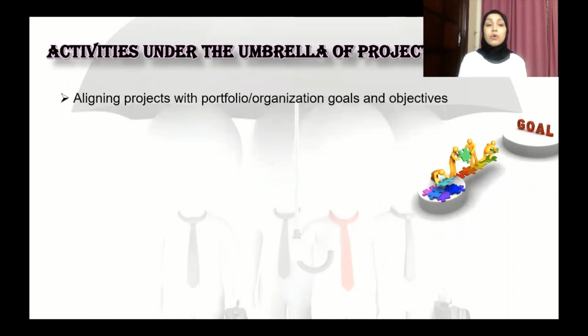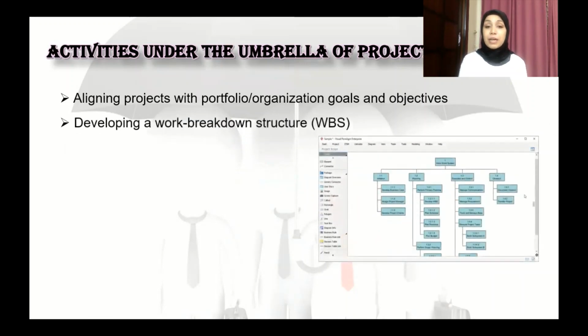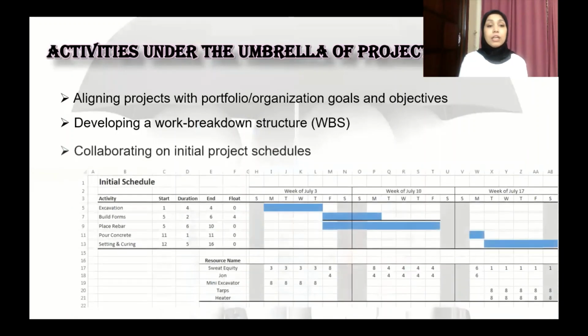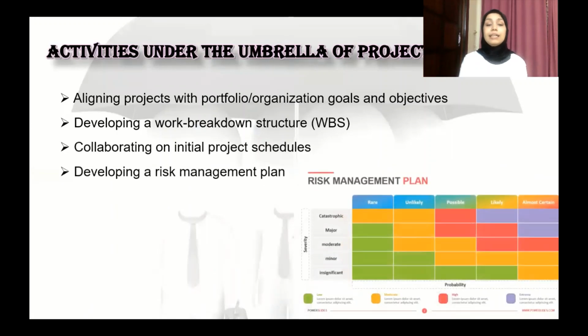Project control works on aligning the project that we have with the organization's goals and objectives. It also works on developing a work breakdown structure, the WBS. We have talked about that before. It also works on the initial project schedule as well as developing a risk management plan. We prioritize the risks based on their severity and probability.